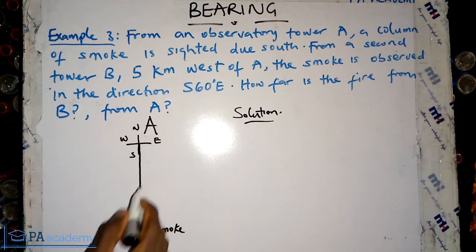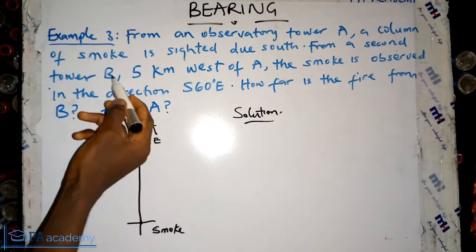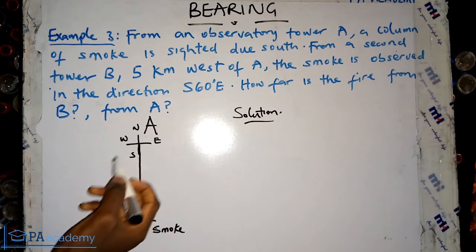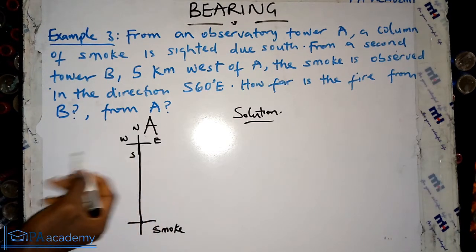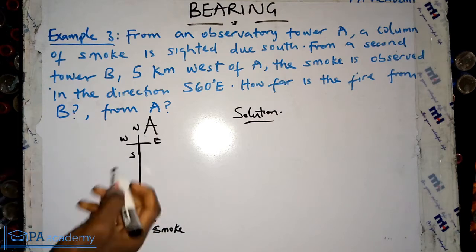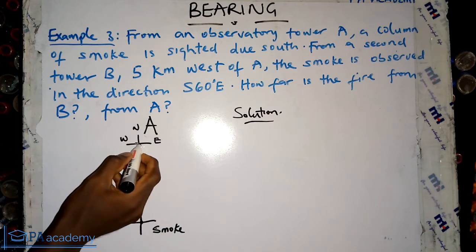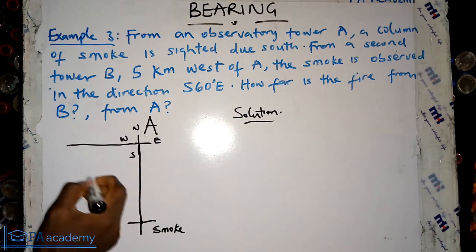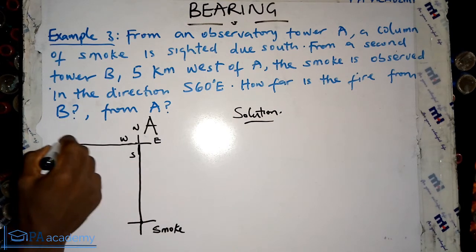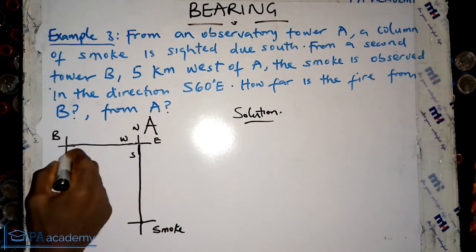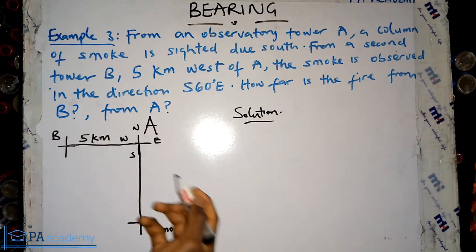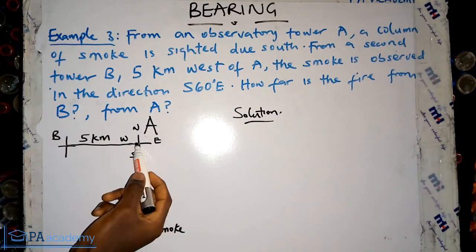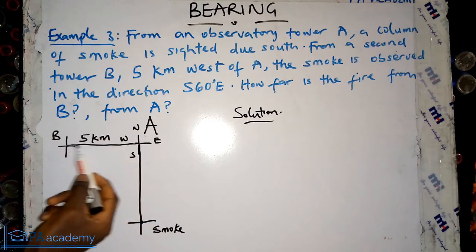So we've been able to say a column of smoke is sighted due south, which we've just done. Now it says from a second tower B, 5 kilometers west of A. That means from this point A, 5 kilometers west. West is to the left, 5 kilometers. So this will be our tower B, and this is 5 kilometers. So we've been able to achieve that, 5 kilometers west of A.